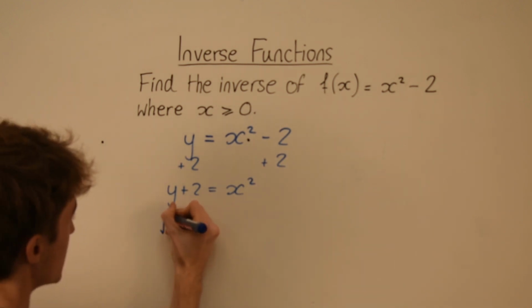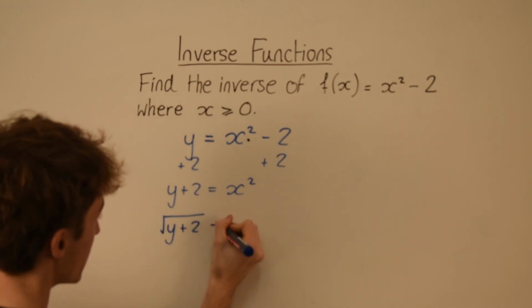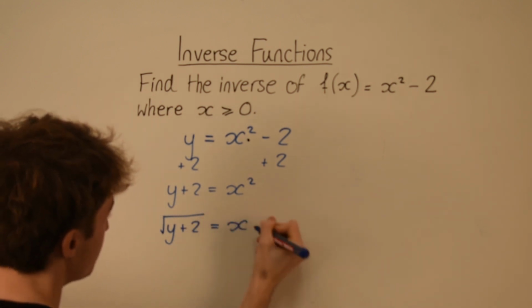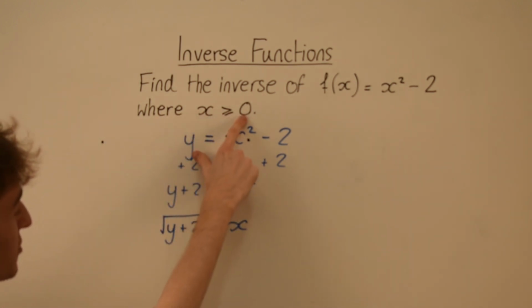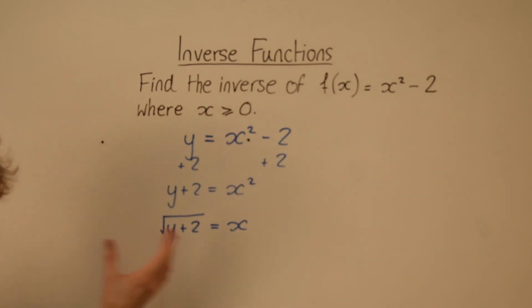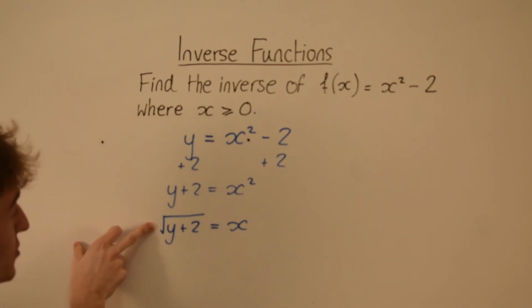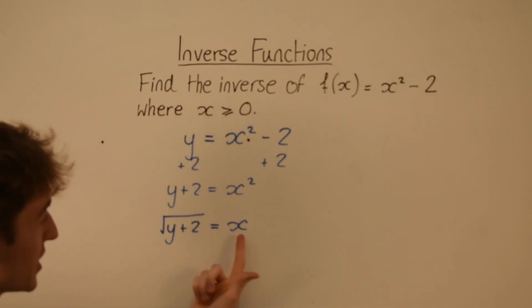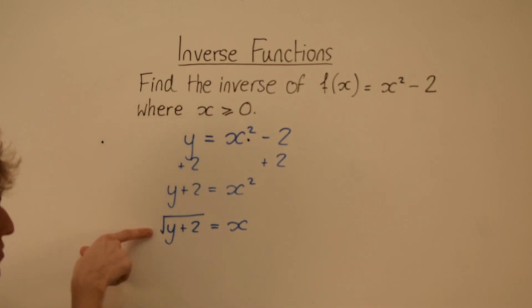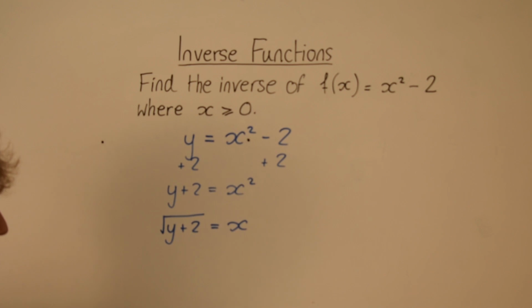So the left-hand side is going to be the square root of y plus 2, and the right-hand side is equal to x. Now, here's where we're going to use this information that x is bigger than or equal to 0. Normally, when we square root a number, we have a plus or a minus before the square root, because square roots can be positive or negative. But they tell us here that x is bigger than or equal to 0. So because this square root is equal to x, we don't need to put the plus or minus, because x can't be negative. That's why we've used this information.